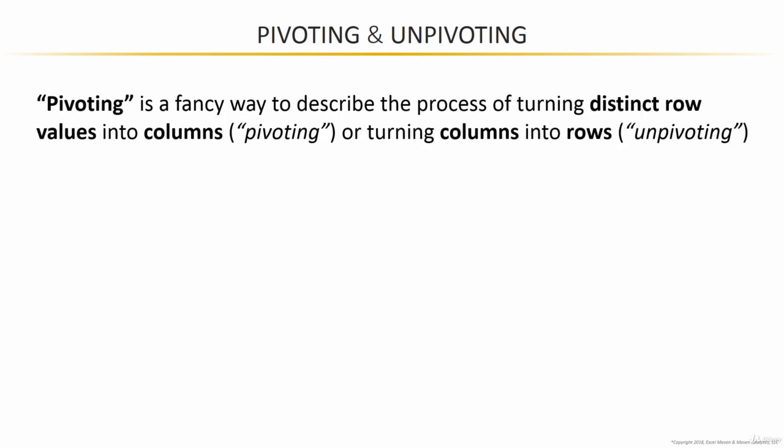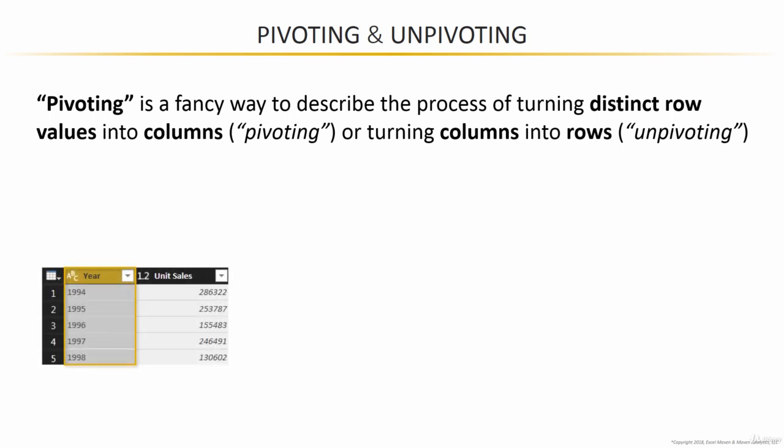So the way I describe it, pivoting is kind of just a fancy way to describe the process of turning distinct row values into columns, which is called pivoting, or turning columns into rows, which is called unpivoting. Now, it sounds pretty simple, pretty straightforward on the surface, but it's actually a little bit tricky to get a hang of, at least it was for me. So I'm a visual learner, and what I'm about to show you is what finally caused it to click for me.